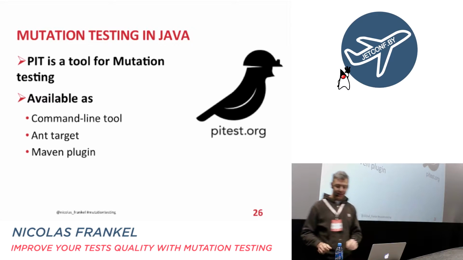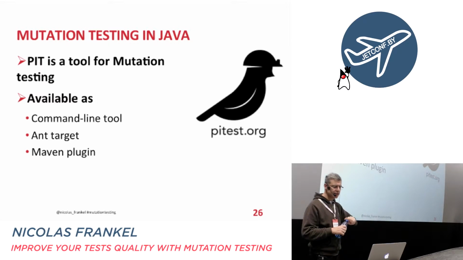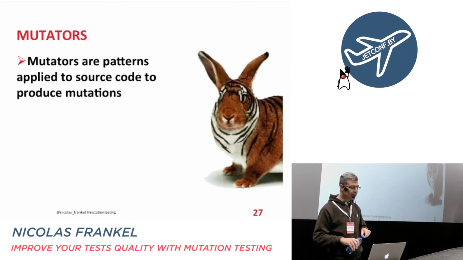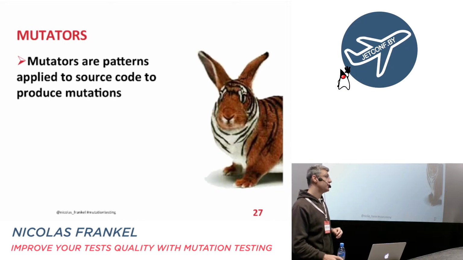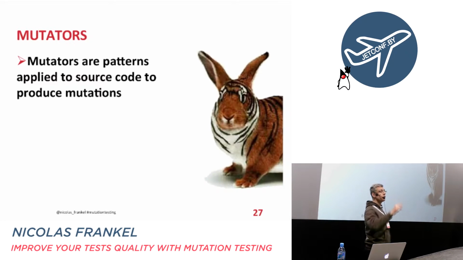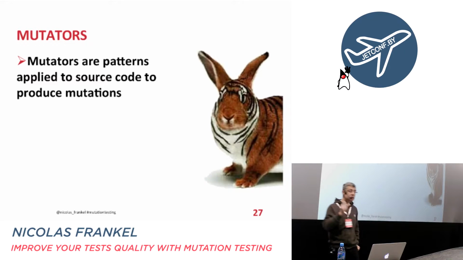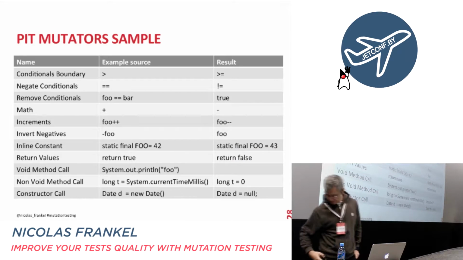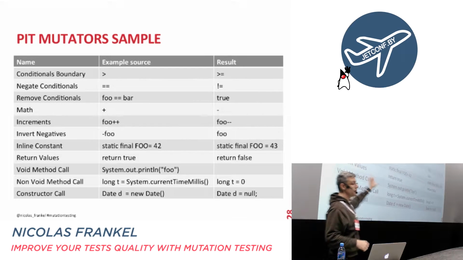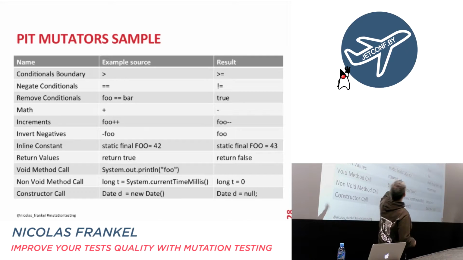Anyway, how does it work? Basically, it's very simple also. With PIT, you have mutators. And mutators are a specific kind of class that will look for a very specific pattern. And it will change this pattern. So for example, here, you can see that you have the conditional boundary mutator. So it will replace higher than by higher or equal. Okay? It will also do the same for lower than, or for lower and equals, and stuff like that.